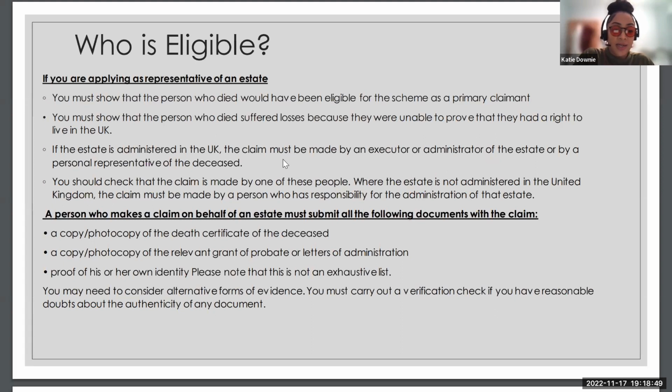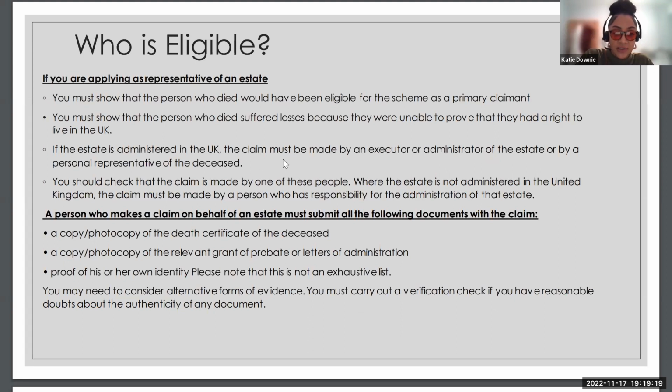A person who makes a claim on behalf of an estate must submit all of the following documents: a copy or photocopy of the death certificate of the deceased person that you're making a claim on behalf of, a copy or photocopy of the relevant grant of probate or letters of administration, and proof of his or her own identity, so maybe their passport, driving license, or whatever.